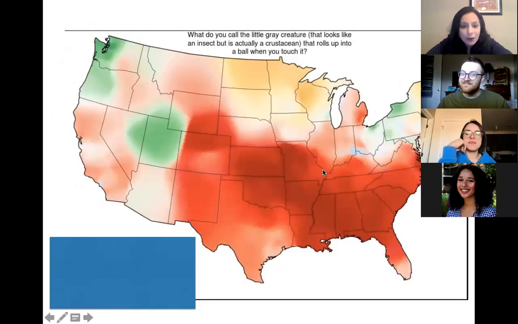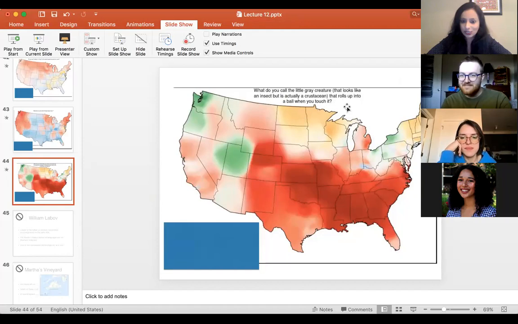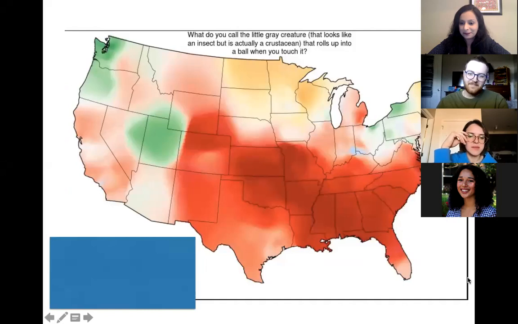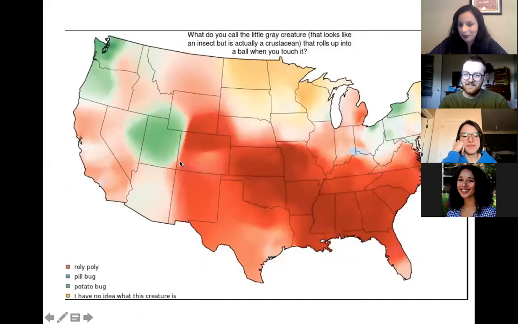What do you call the little gray creature that looks like an insect but is actually a crustacean that rolls up into a ball when you touch it? A roly-poly. Like a roly-poly? Yeah, a roly-poly. I think pretty robust, red, deep red. Kansas is all roly-poly. There's also pillbug, potato bug, and I have no idea what that creature is.